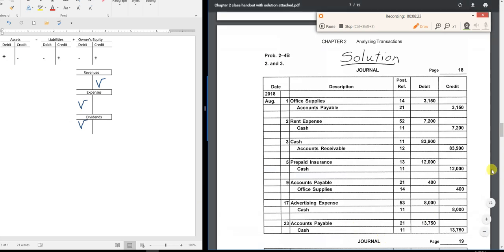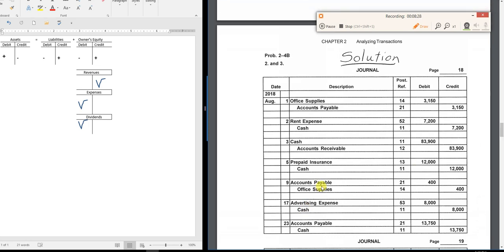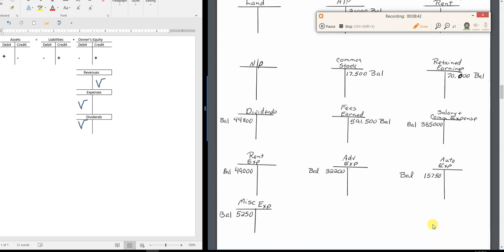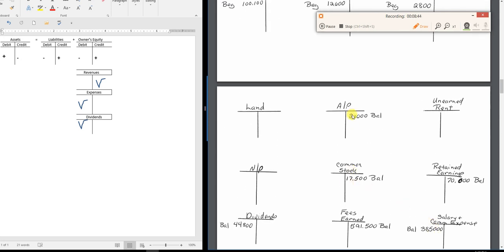So if I went to the T account for accounts payable, notice I added 400 there. I'm sorry, I added 3150 there. I took out 400 and I took out 13,750 in that. So let's go to the T account real quick. And accounts payable, notice I had 21,000 in it, and I just paid some off. So you're going to see some being added to it and some being taken out.